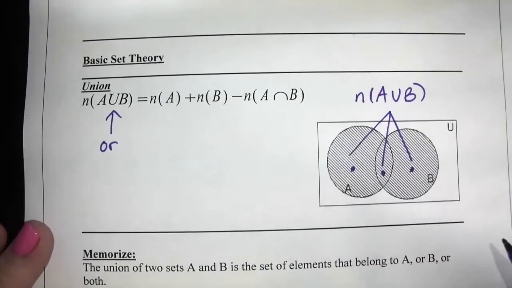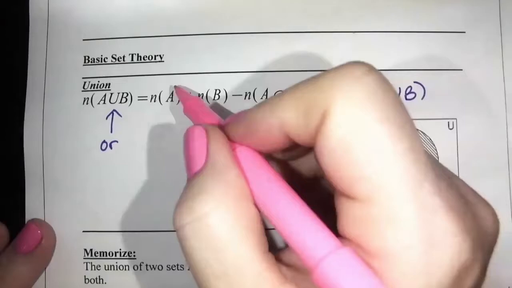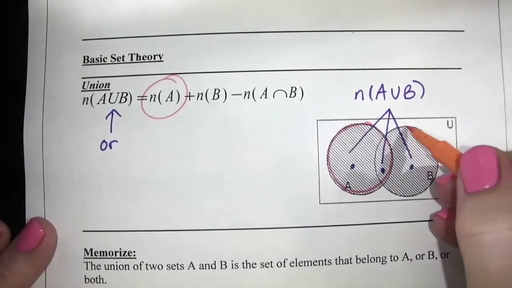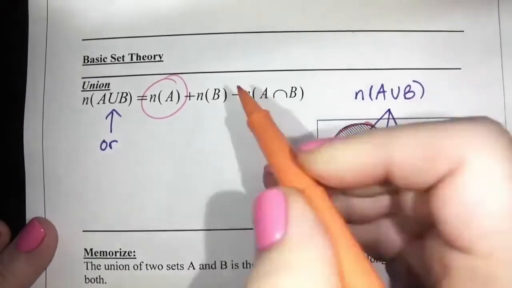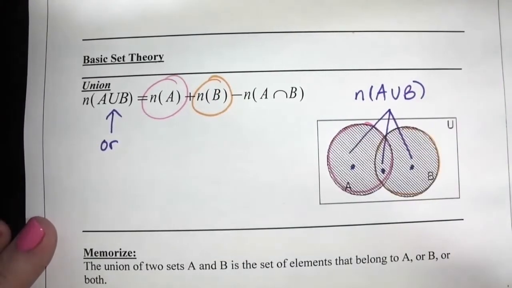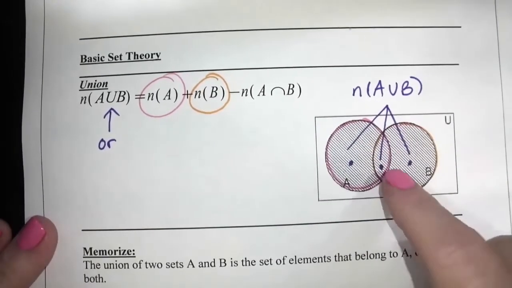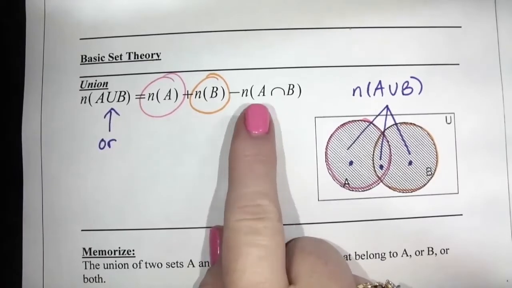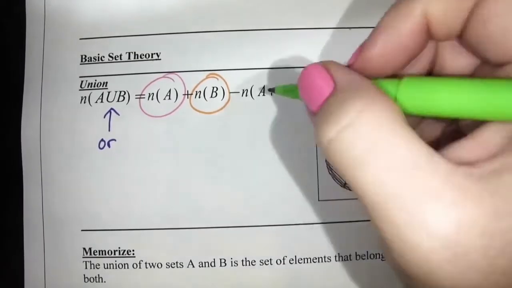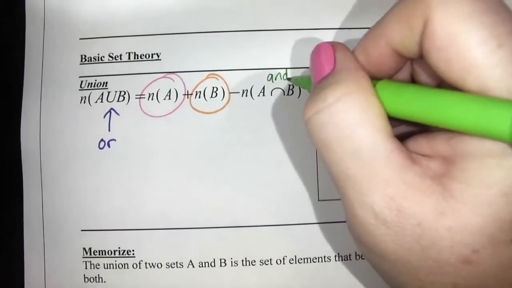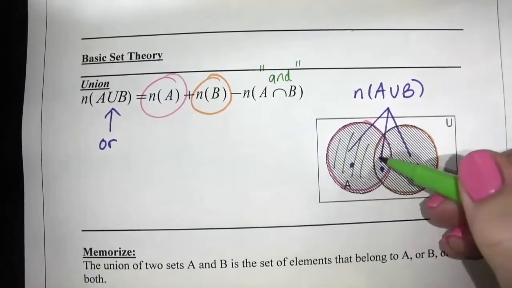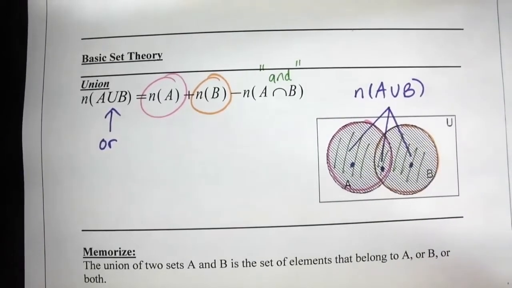And if you look at this formula, if we count the number in A, well, that's right there, plus the number in B, there's the number in B in orange. And if you notice, as I circled in pink and circled in orange, I added the middle twice. And so that's why the formula comes about, and that's why it has a minus A and B at the end here. This upside down U kind of looks like an N. This stands for "and." So that's A and B. Okay, so the union makes up all of this, the middle, and this, those three places. Everything except what's out here on the outside.